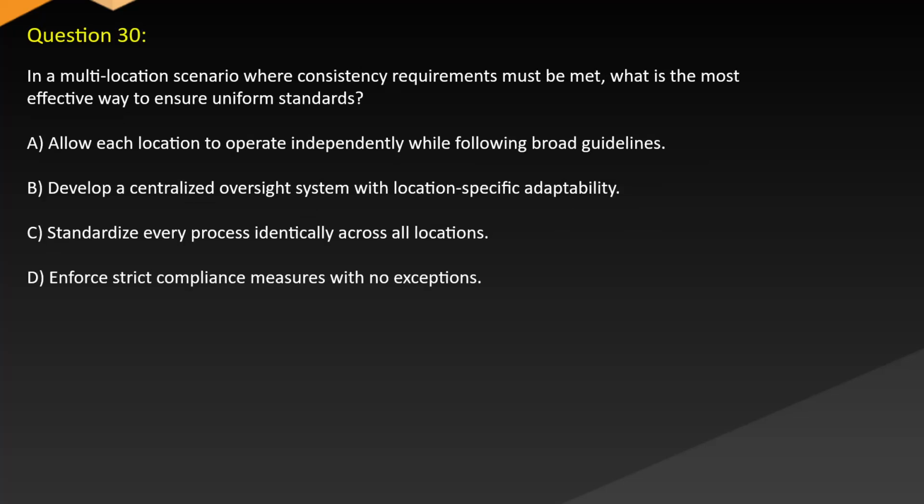Question 30. In a multi-location scenario where consistency requirements must be met, what is the most effective way to ensure uniform standards? A. Allow each location to operate independently while following broad guidelines. B. Develop a centralized oversight system with location-specific adaptability. C. Standardize every process identically across all locations. D. Enforce strict compliance measures with no exceptions.